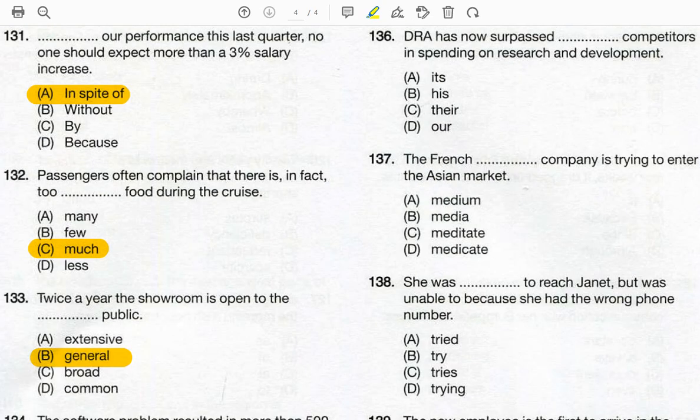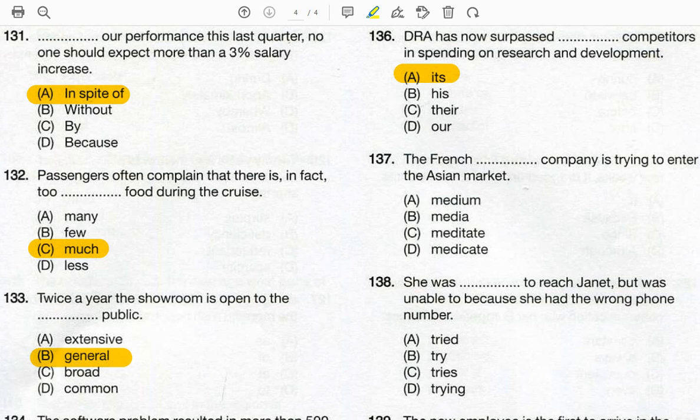The next, DRA has now surpassed its competitors in spending on research and development. Actually, A option its is a singular possessive pronoun referring to the DRA organization. B option his would require a male antecedent. C and D options, their and our, are plural pronouns.